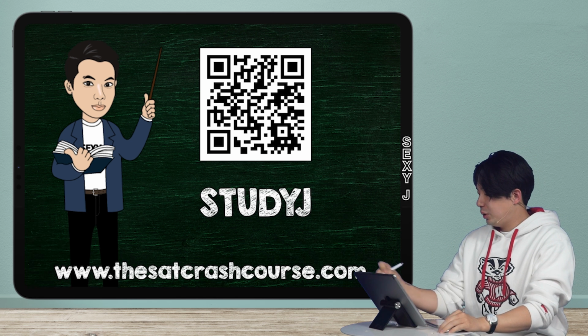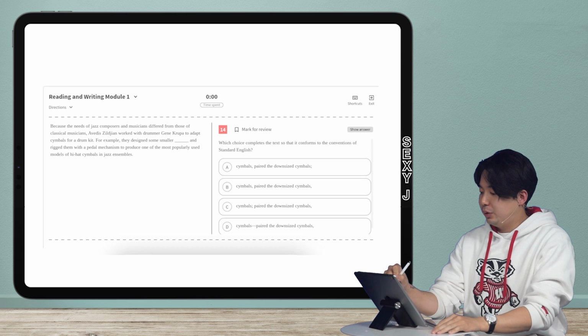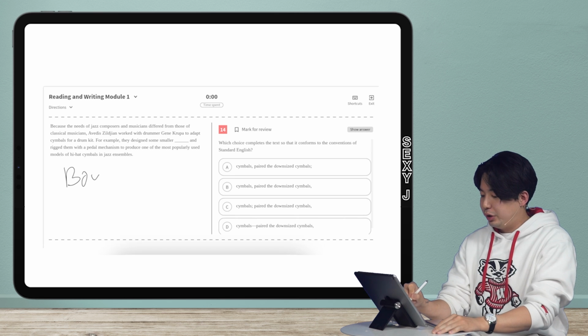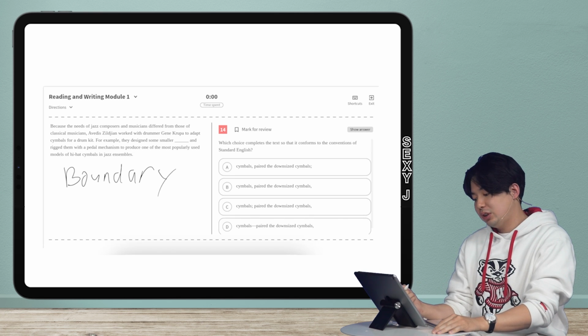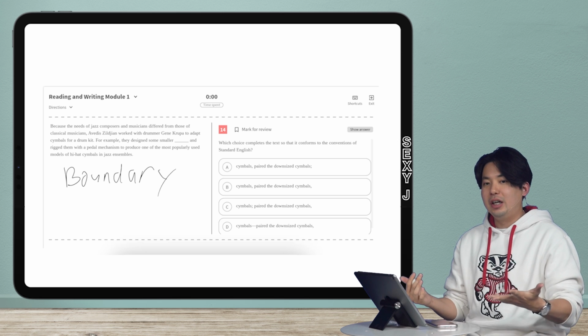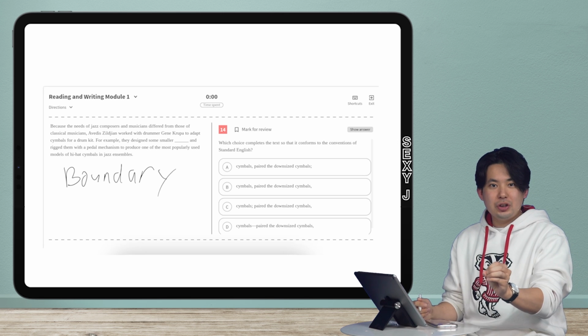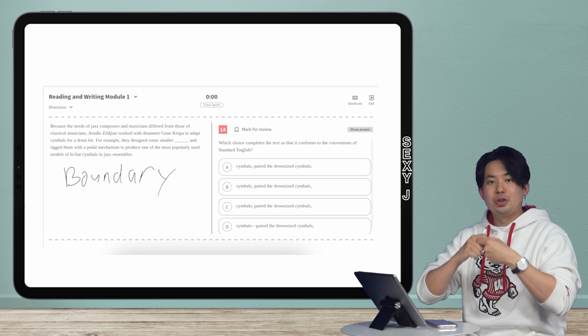Okay, so let's look at this question, guys. This is a boundary question. And a little bit of recap, what is boundary? That just means you're dealing with, are these complete sentences, incomplete sentences, are they fragments, things like that. Pretty much, should I finish a sentence here, start a new one, or do they belong together?